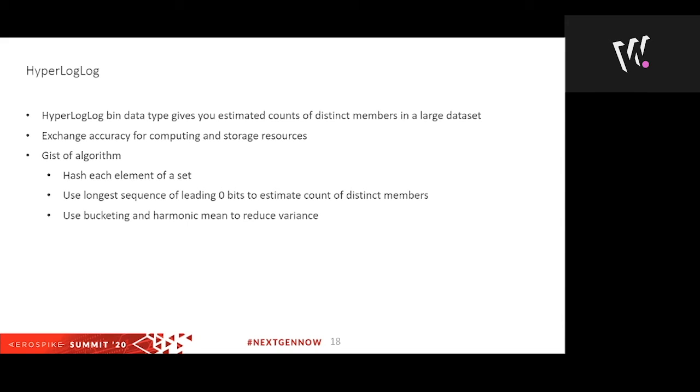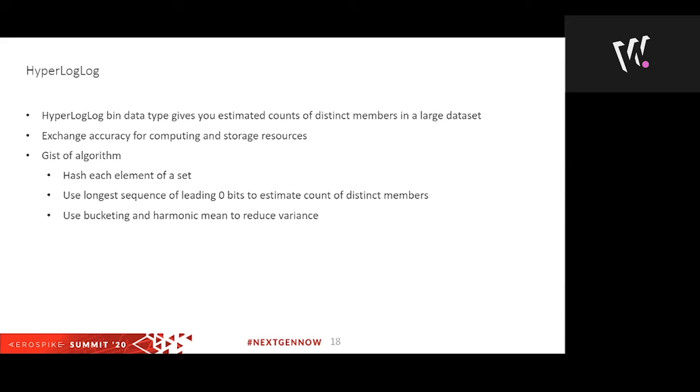So let's go ahead and look at HyperLogLog. This is another feature which was released with our server 4.9 server. The HyperLogLog bin data type is able to give us estimated counts of distinct members of a large data set. So typically when we want to use HyperLogLog, it's because we want to sacrifice some accuracy. And in exchange, we use up less computing and storage resources.